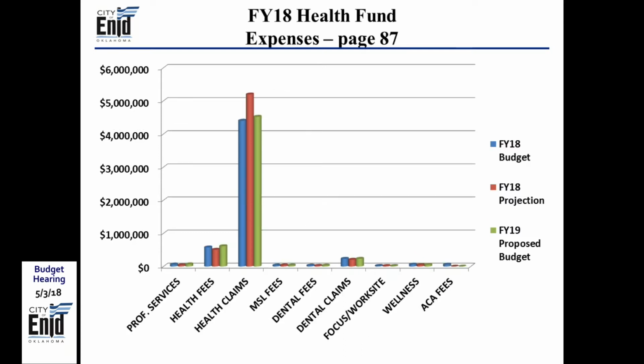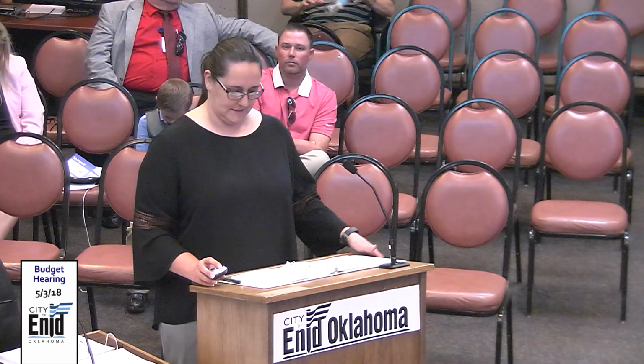And then whenever it comes to expenditures, you can see where we're coming in. Health fees were coming in a little lower than what was projected. Those claims are coming in significantly higher, and everything else is pretty close. I mean, it makes up a very small portion of the fund. And so really, this is where all of it comes from and those trends. Any questions specifically on the health fund?